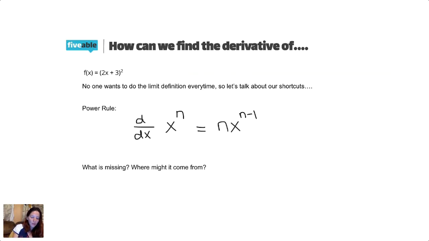So if I take the power rule here, my power is 2. So I'm going to bring that 2 out front. And then I'm going to get some parentheses here. And for now, I'm just going to leave that 2x plus 3 because I don't really know what to do with it yet, right? And the power n minus 1 goes to 1, which means I get 4x plus 6 as my answer there.